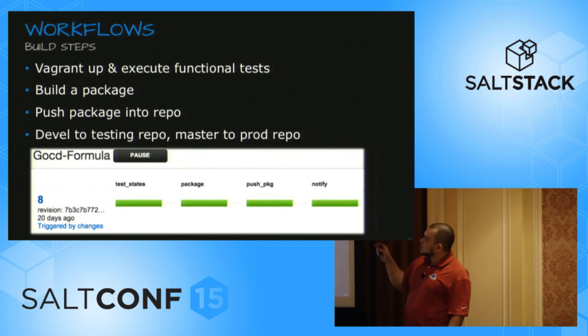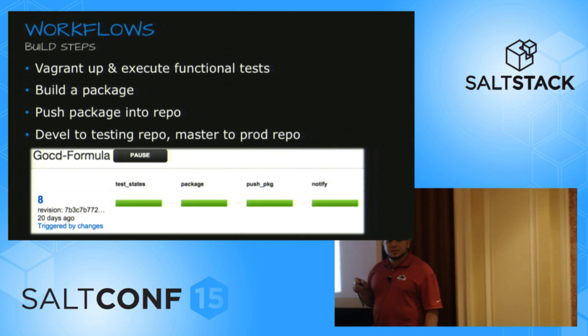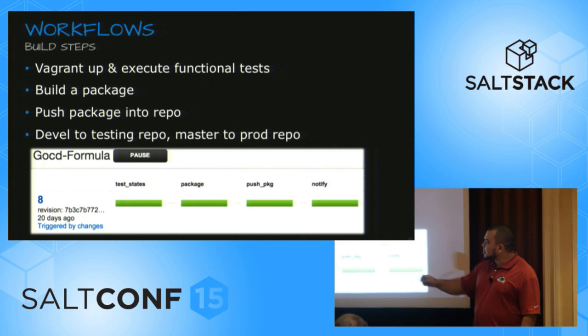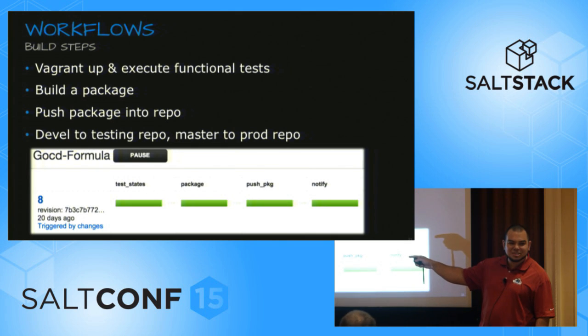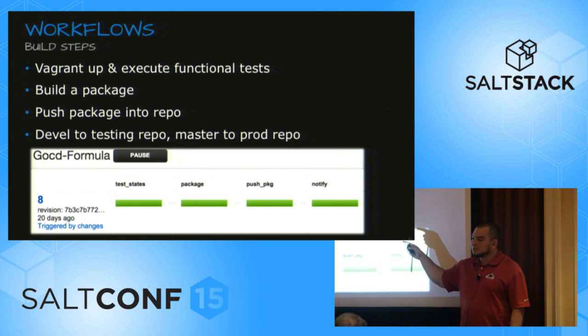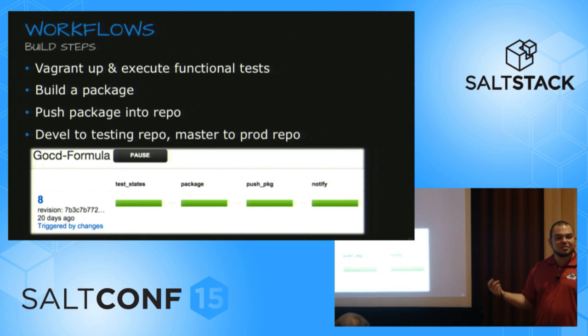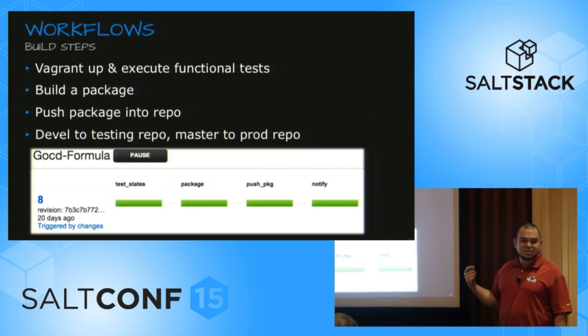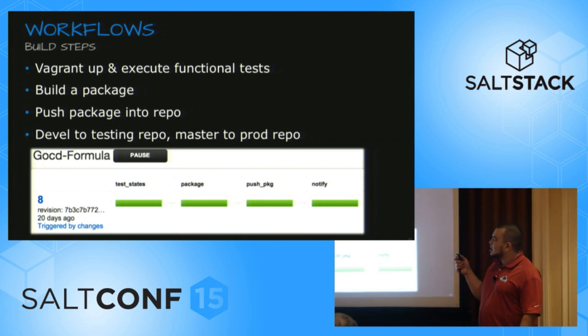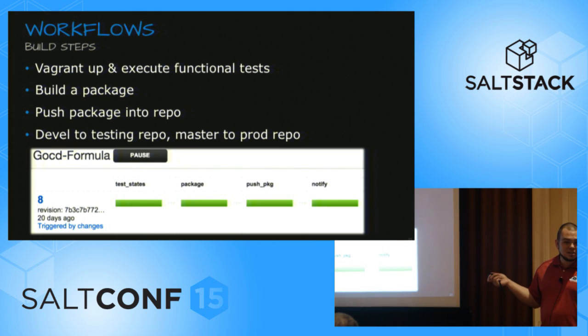So this is some of the steps in the build, right? All the way to the left, you'll notice this is a Go CD formula. This is actually a formula that can install the build server. It executes test states, which is a vagrant up and execution of those tests, same as I would expect the developer to do before they submitted this code, and validates that all those tests pass. It builds a package, and then it pushes the package into a repository.